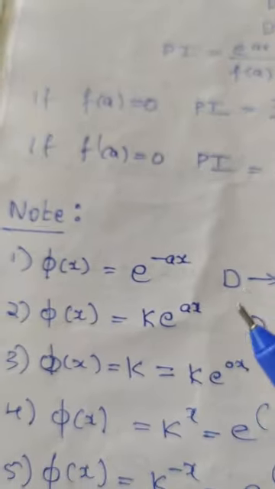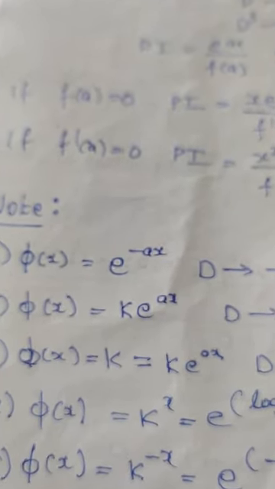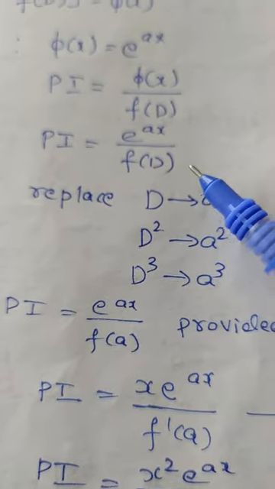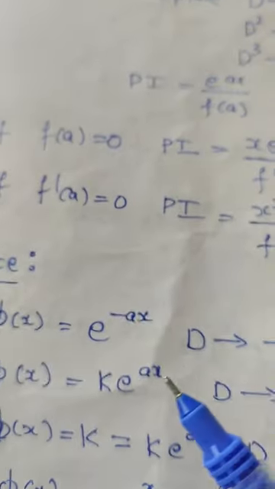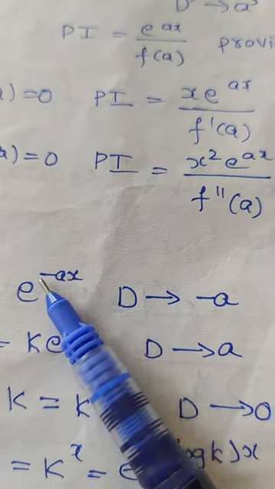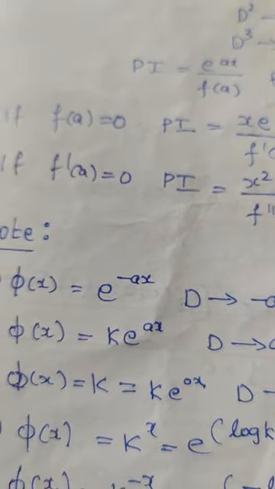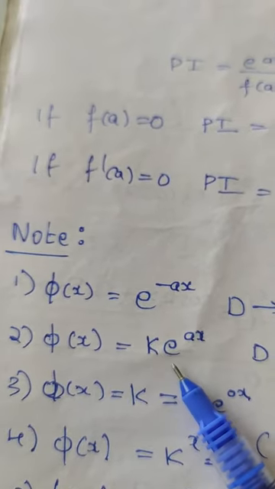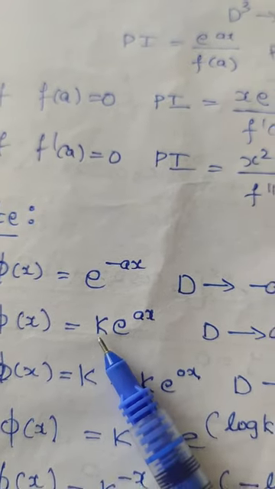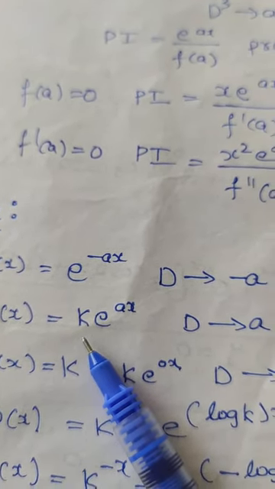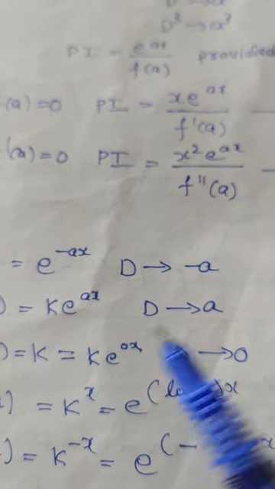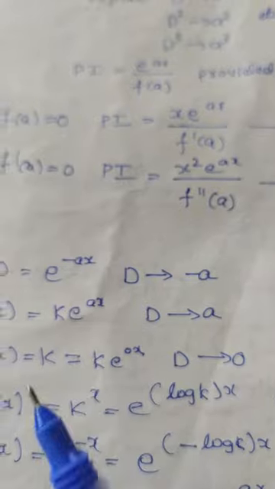Now the subcases of type 1, exponential. First one: if it is e power ax, we replace D by a. If it is e power minus ax, replace D by minus a. The coefficient of x is minus a. And if the exponential function is multiplied by a constant, k into e power ax, write the constant as it is till the end, then replace D by a. Same procedure. There is no change in the solution, right? k stays till the end as it is.